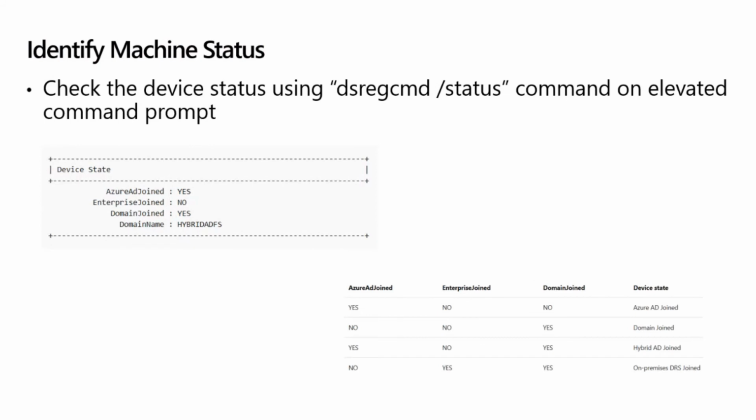Okay. Next thing would be to identify the machine state. So this is the command line that you can use, dsregcmd /status on command prompt as an administrator. And the screenshot that I have attached shows only the device state, as in if the machine is just domain joined, or if it is both domain joined and Azure AD joined, or if it is workplace joined, etc. But apart from this, you see a lot of other details as well.